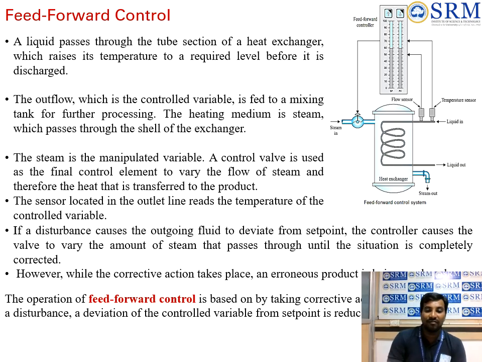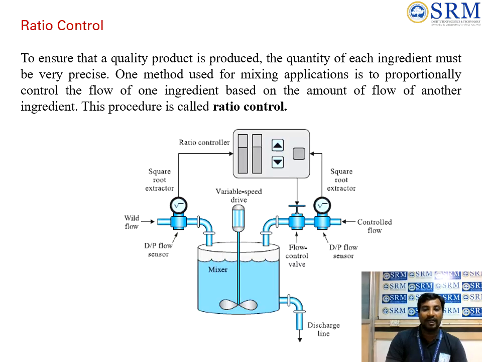So the operation of feed forward control is based on taking corrective action before the process is affected by the disturbance, so the deviation of the controlled variable from the set point is reduced or eliminated.